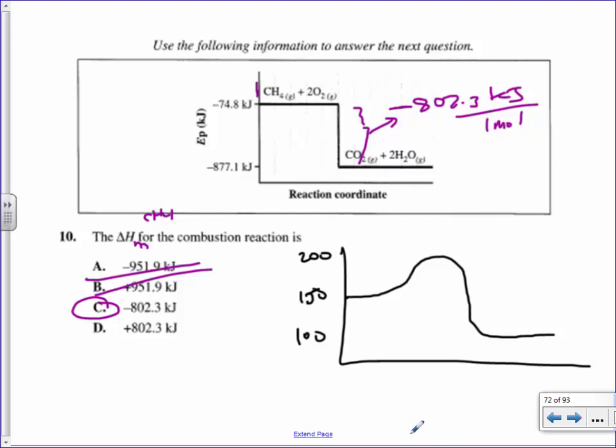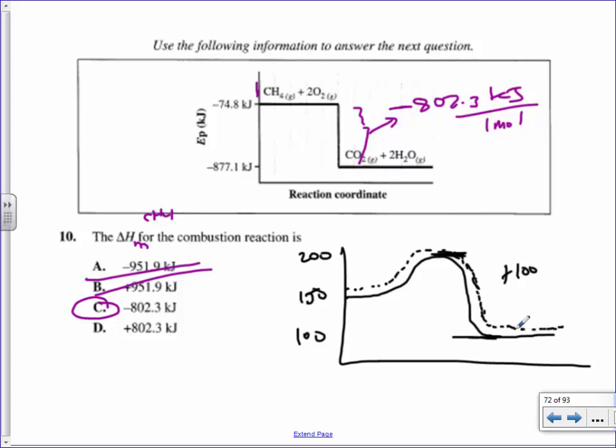Positive 100. So the forward reaction would be going, so that's not what we want. For the reverse reaction, that would be starting here. How much do you need to get over top of the hill going the other way? Well, you'd have to go from 100 all the way up to 200. So the activation energy for the reverse reaction would be positive 100 in order to get up over that hill.